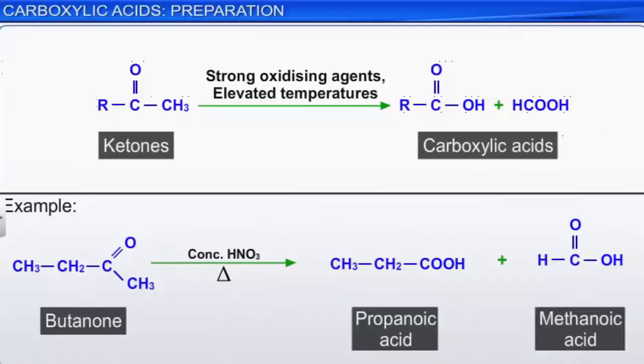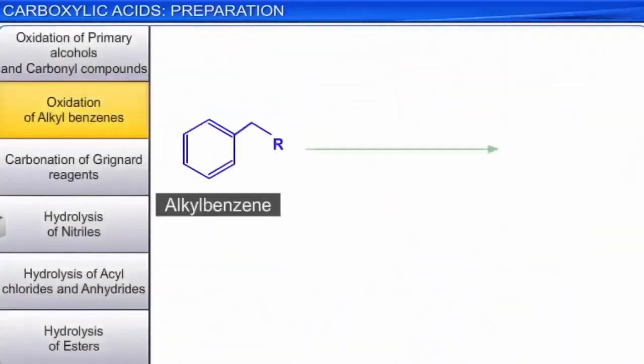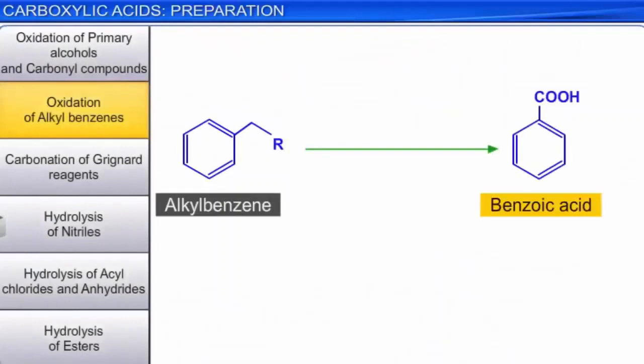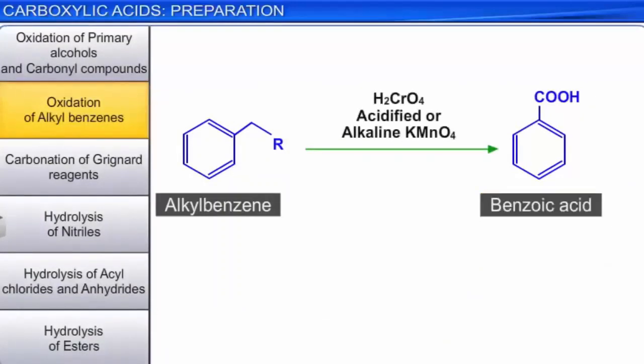One of the most useful methods of preparing an aromatic carboxylic acid is the oxidation of an alkyl benzene. Chromic acid or acidic or alkaline potassium permanganate is generally used for this purpose.